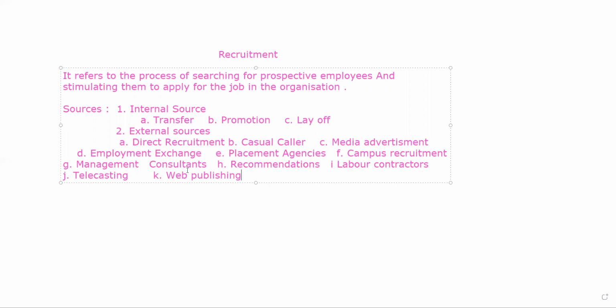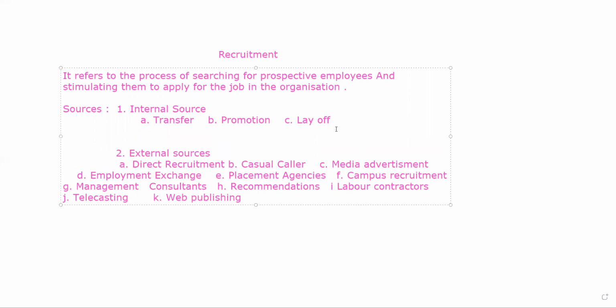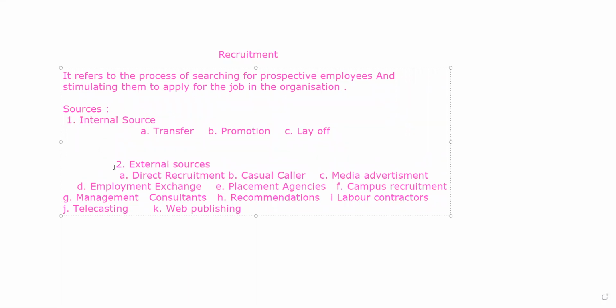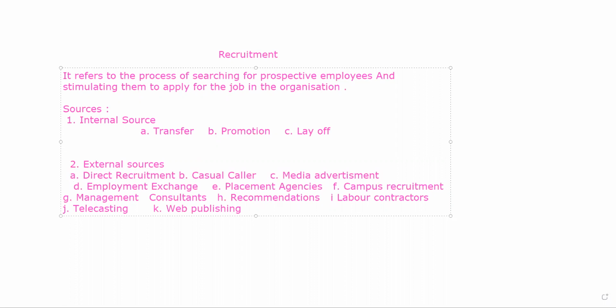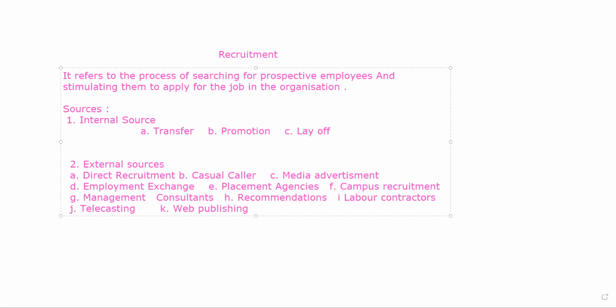So in this way, these are the internal as well as the external sources of recruitment. The first is the internal sources. The second is the external sources. In the internal and external sources, we heard so many names of the various sources that are shown here on the screen. So let's talk about each and every term separately. First of all, internal source.